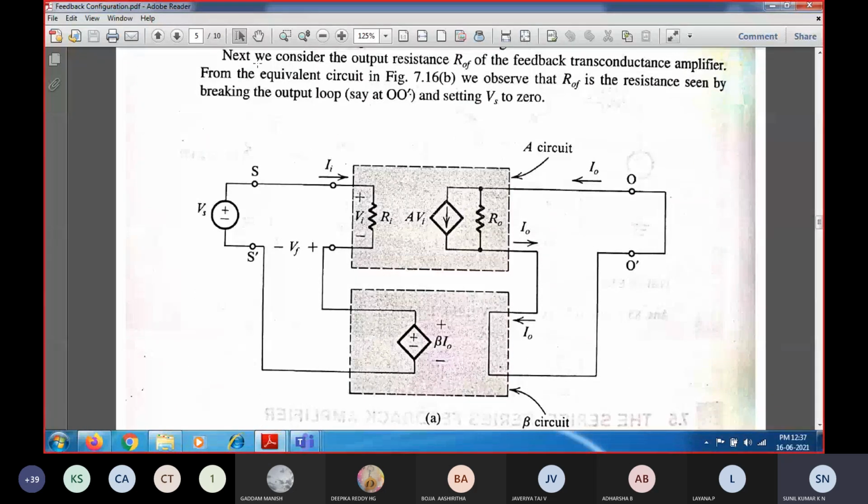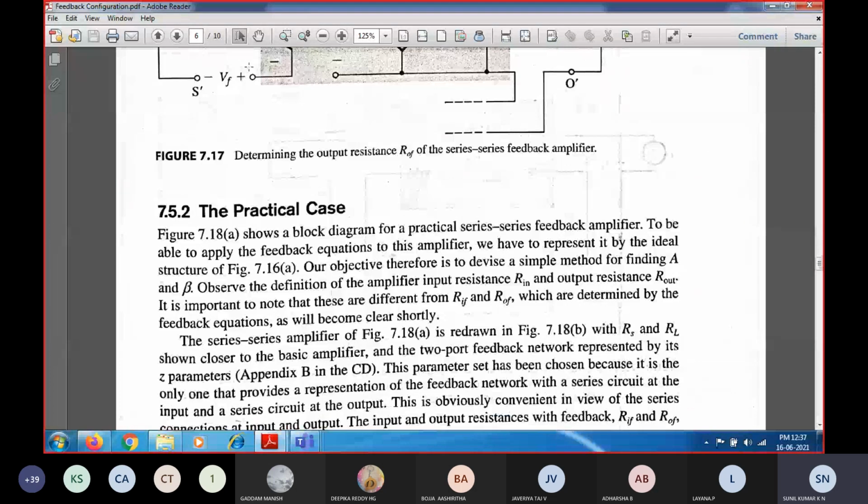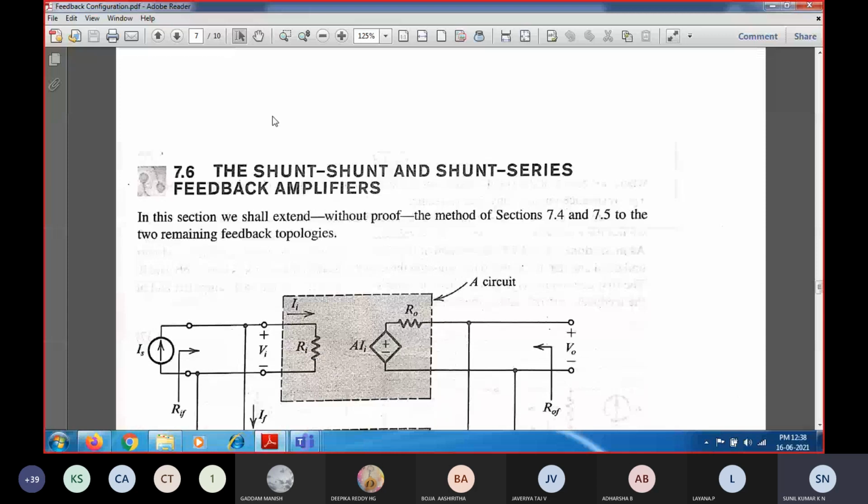Hence it is a very important parameter. So on applying negative feedback, it is going to control the input and output impedance. So now coming to the third type, that is the shunt configuration as well as the shunt series configuration.